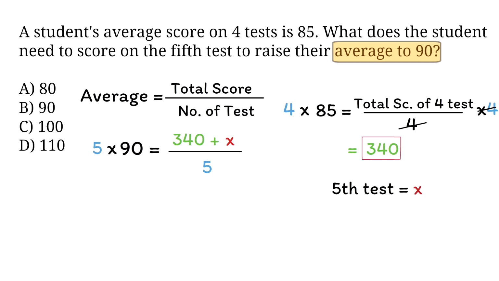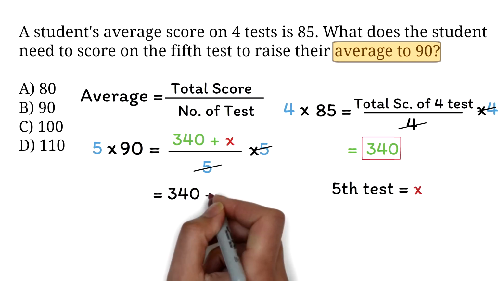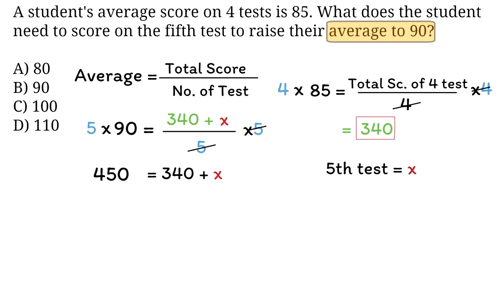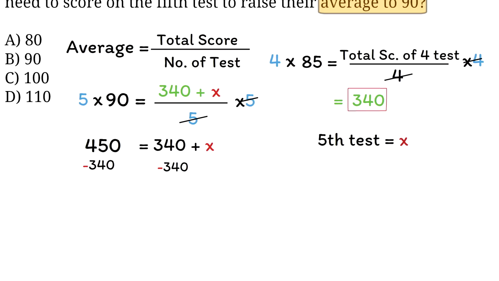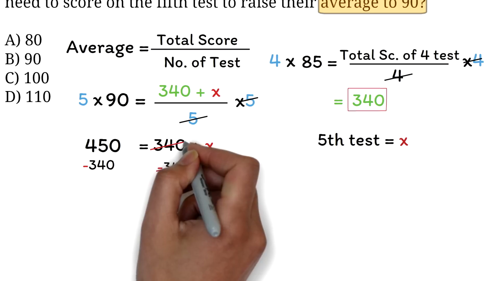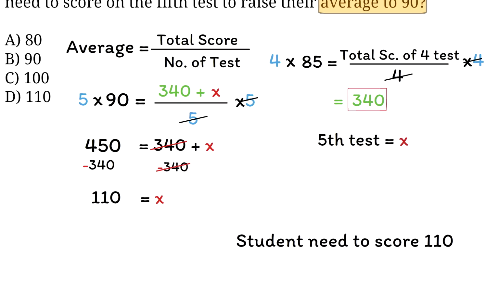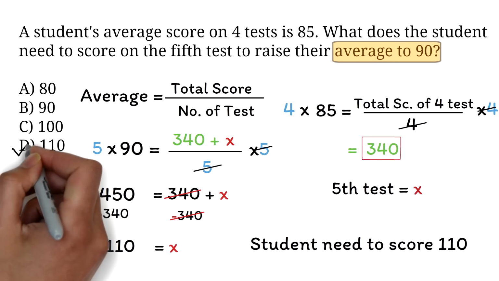Multiply both sides by the denominator, which is 5. 5 will cancel 5, leaving 340 plus x. When we multiply 90 by 5, we will get 450. To find x, we need to subtract 340 from both sides. When we subtract 340 from 340 plus x, negative 340 will cancel 340, leaving x. Again, when we subtract 340 from 450, we will get 110. Therefore, the student needs to score 110 in the 5th test to raise the average to 90. So the correct answer is D.